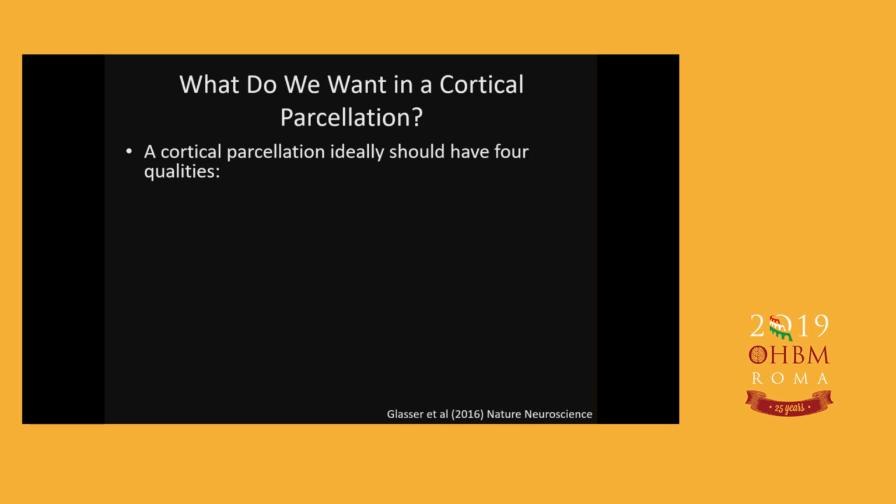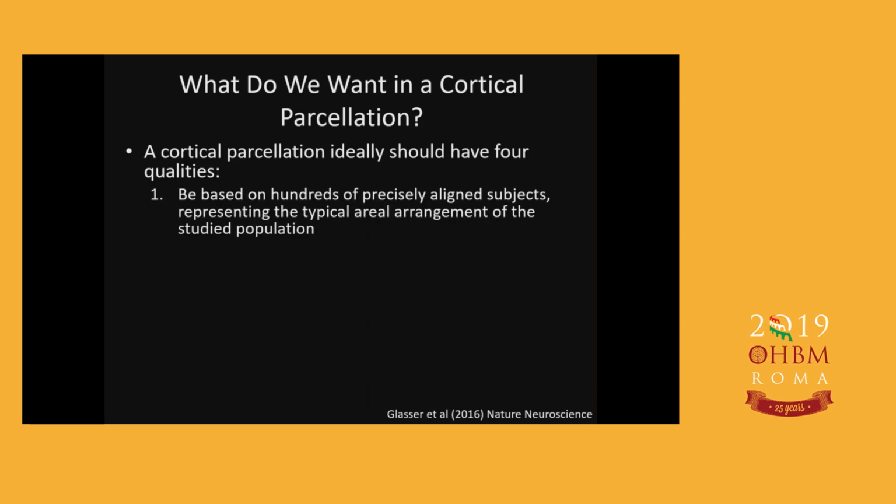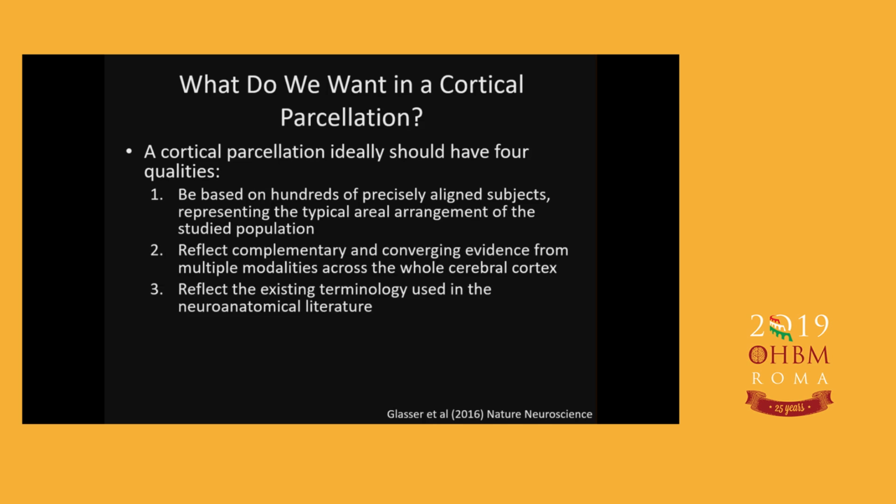So again, my opinion, what do we want in a cortical parcellation? Ideally, I would think it would have the following 4 qualities. It would be based on hundreds of precisely aligned subjects so that it does a good job of representing the typical areal arrangement of the population. It ideally is going to reflect complementary and converging evidence from multiple modalities across the whole cerebral cortex, and reflect the existing terminology in the neuroanatomical literature.